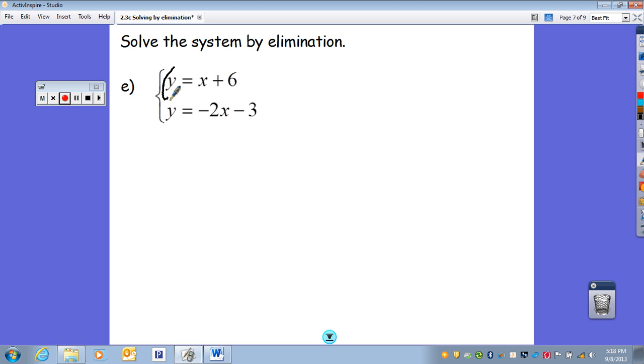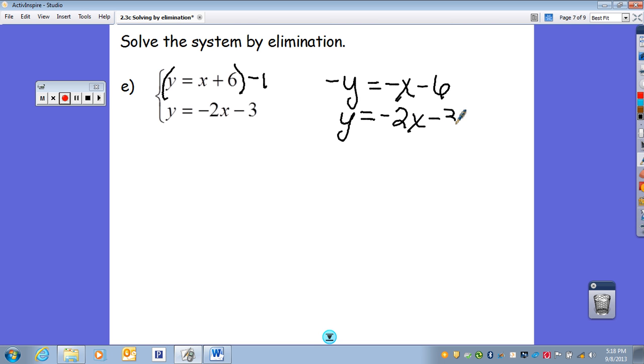I'm going to multiply the top equation by negative 1. So I have negative y equals negative x minus 6, and I rewrite the bottom equation directly below. Now the y's are opposites of each other, and so we'll have a sum of 0. Negative y plus y is 0. Now we have to write the 0 this time because it's going to hold that place on the equation. Negative 1x minus 2x is negative 3x, and negative 6 minus 3 is negative 9.